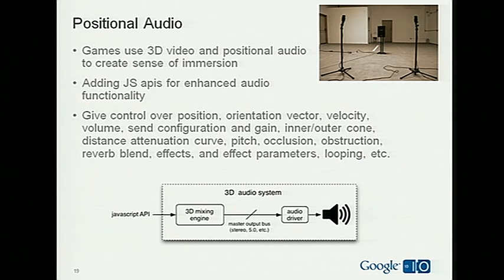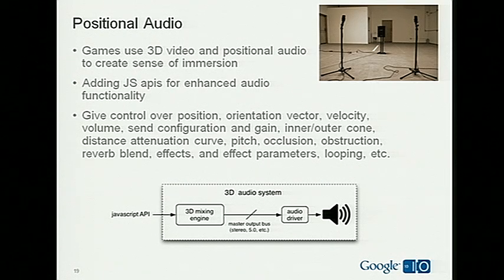You want things like reverb. So we are going to give you access to a fully featured positional audio API that will give you all of these controls. It'll give you things like control over directionality. It'll give you volume, send configuration, gain, inner-outer cone, distance attenuation, pitch, occlusion, obstruction, reverb. All of these things will be supported. And it'll be supported in a way that's simple for you so that you don't have to implement a full physics engine in JavaScript just to try to do positional audio on your own. So this will also make it possible to develop richer games in the browser. But richer games need more than just great audio.